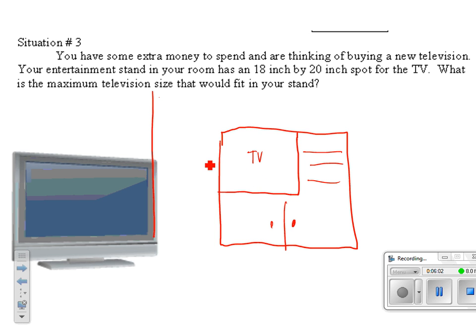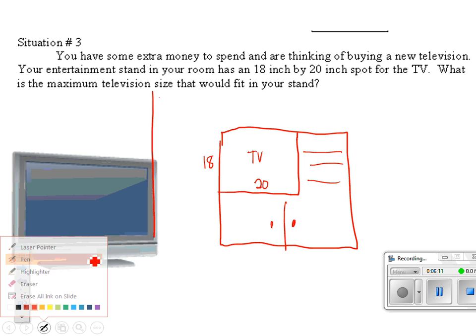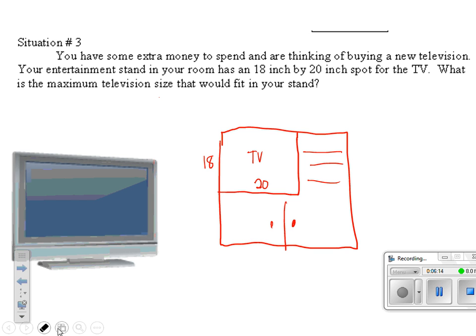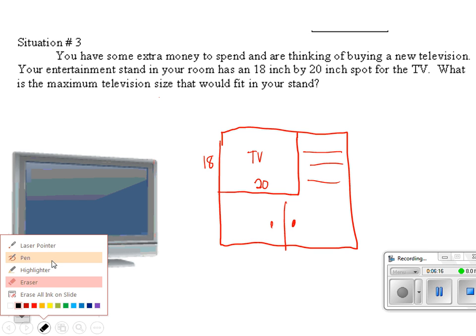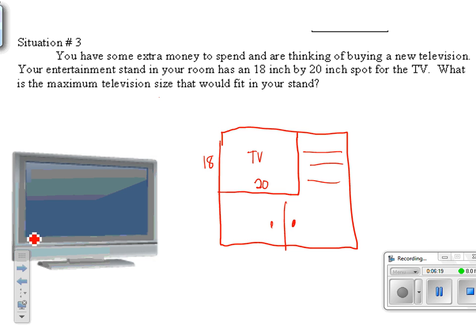Okay, so the opening is 18 inches by 20 inches, and you want to know the maximum TV size you can fit in the stand. Well, what you need to know is how they measure TVs. Hopefully, if you didn't know this, you are learning it now, that TVs are measured by their diagonal. So a 28-inch TV or a 32-inch TV or a 56-inch TV, it's measured by the diagonal. So what we want to do is find out what this diagonal distance is in our entertainment center, so we can find out what size of TV we should buy.